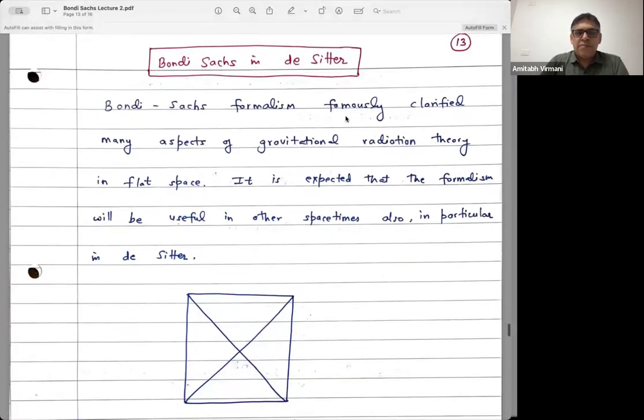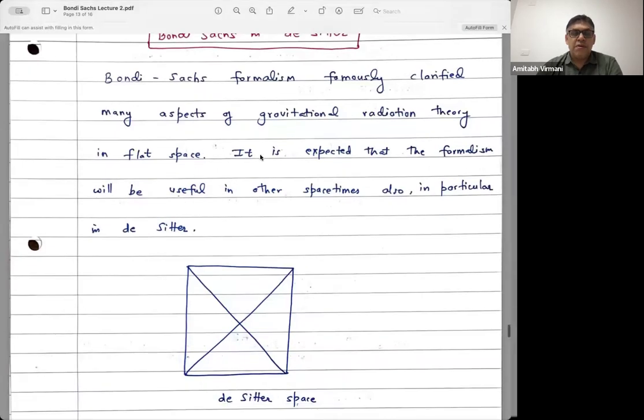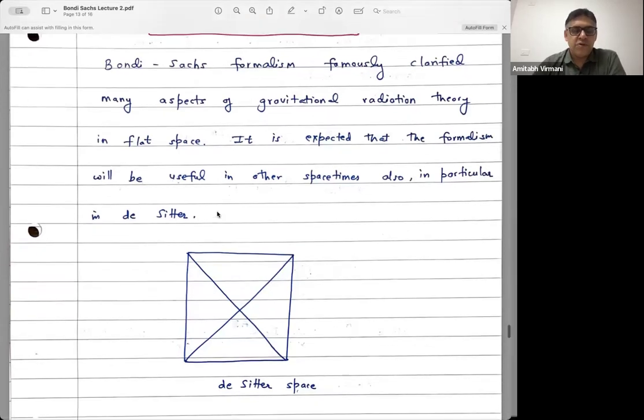The Bondi-Sachs formalism famously clarified many aspects of gravitational radiation theory in flat space. One can say that this was the formalism that led to a lot of development in theoretical aspects of gravitational radiation theory. Now, it is widely believed that the same formalism can be useful in other spacetimes, in particular in de Sitter spacetime. And in the last 5 years, people have tried to make sense of this, especially after the work of Ashtekar, Bonga, and Kesavan from 2015.